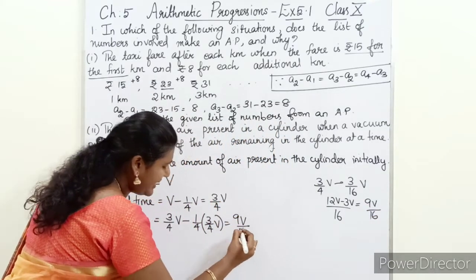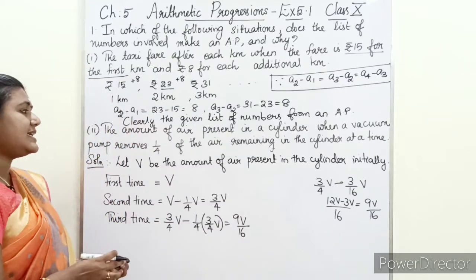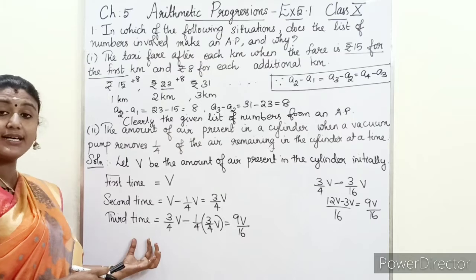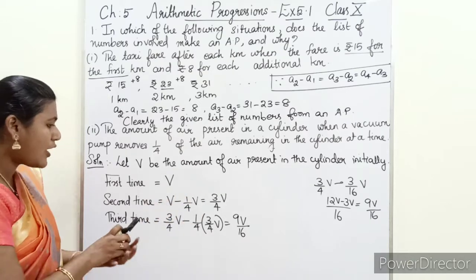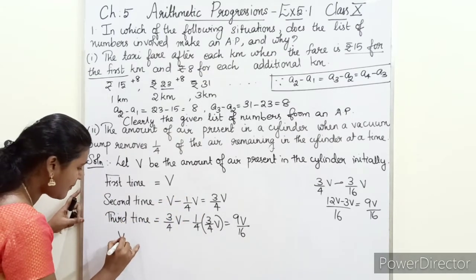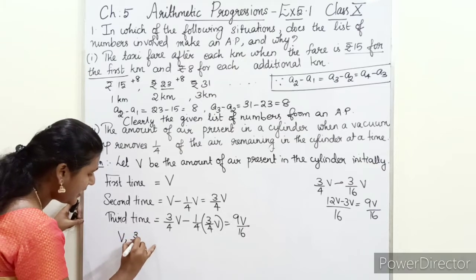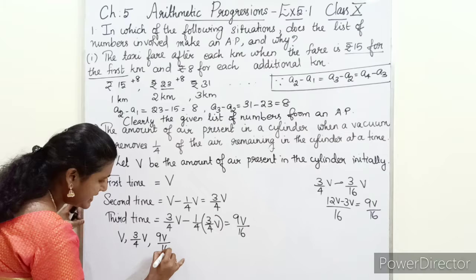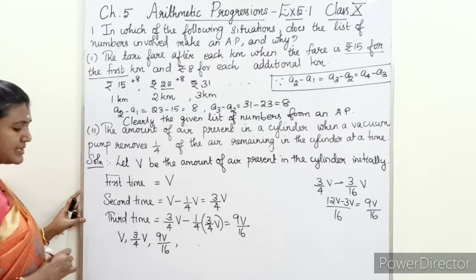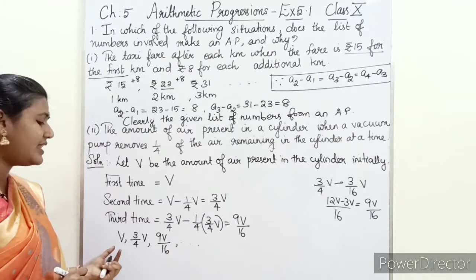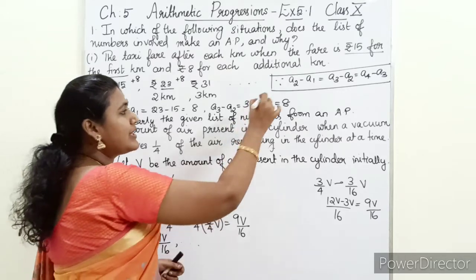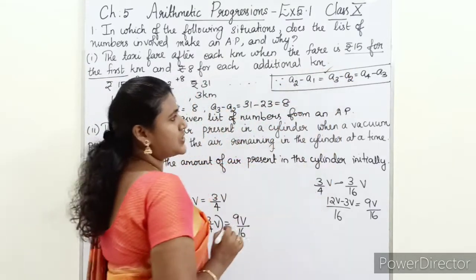So here we will get 9V by 16 is the amount of air present in the cylinder for the third time. Okay. So we got the numbers. Now we will see. So the numbers are V, 3 by 4V and 9V by 16. Okay. So these are the numbers. Now we have to check whether these numbers form an AP or not. So for that we have to check this condition.